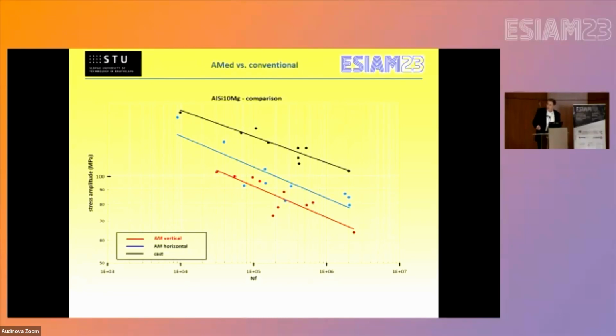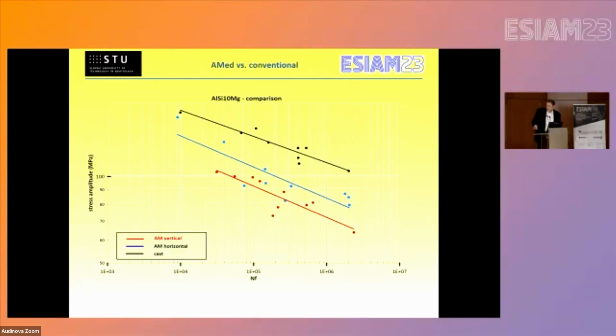This is the additive manufactured specimen, horizontal building process, vertical building process, documented in the previous slides. And this is the conventional casting. All materials are without heat treatment process. It's possible to say this difference is relatively high, in the area of cycles it is one order. Also, the differences between this line and this line in the area of lifetime are over one order. This is a big difference.